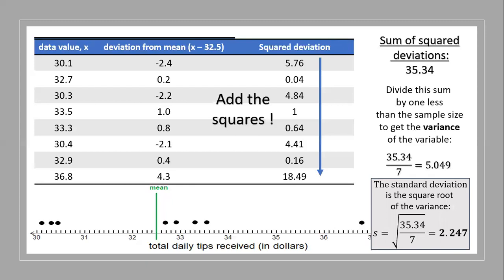The standard deviation, which here is indicated by the lowercase letter s. S stands for the sample standard deviation. And here it's the square root of 35.34 divided by 7. When we take the square root of 5.049, we're going to find that value that we saw on the previous slide, 2.247. And that number is the standard deviation of the variable. Remember what this is again. This number, 2.247, is a measure of how far on average our data values are from the mean of the data set, the sample standard deviation.